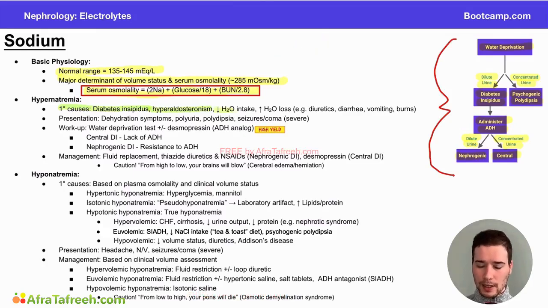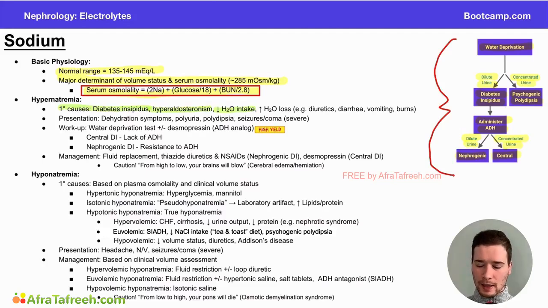Next, we're going to have a decrease in H2O or water intake. And we talked about how this can cause hypernatremia because typically we have a balance between our water molecules and our sodium molecules. But if we decrease our water intake, our H2O, we're going to naturally have an increased amount of sodium levels relative to our water levels. And this can again cause a hypernatremic state.